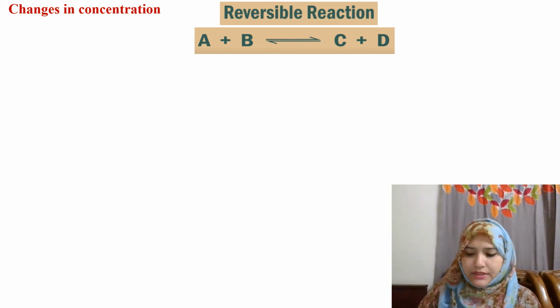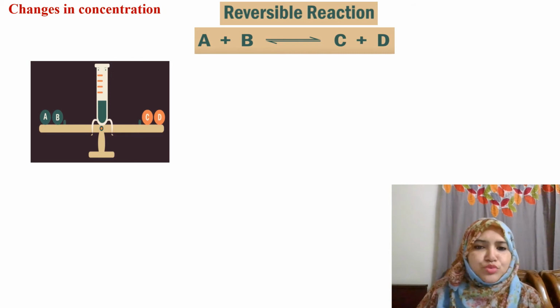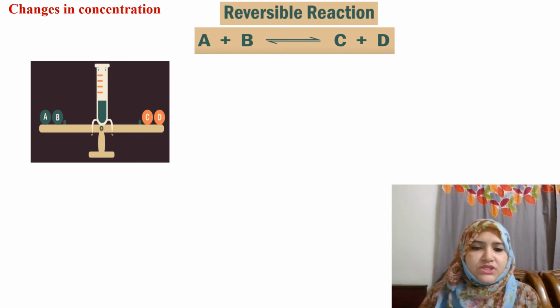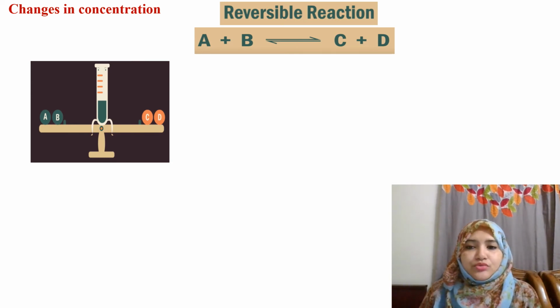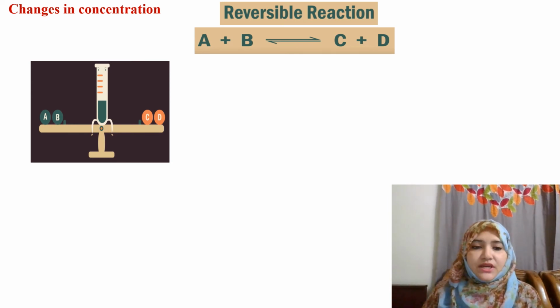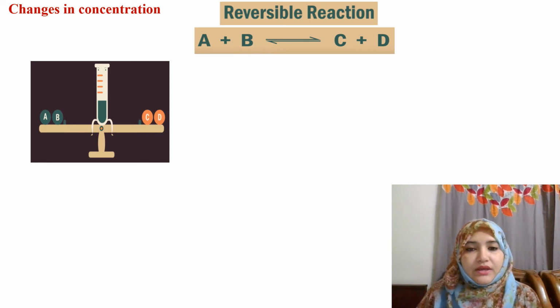If we add more product, this is a balanced equation. This is the equation which is reached at equilibrium. And if we add more A and B, the system becomes stressed. The system becomes affected and is no longer at equilibrium.